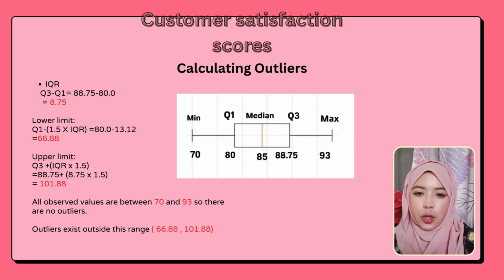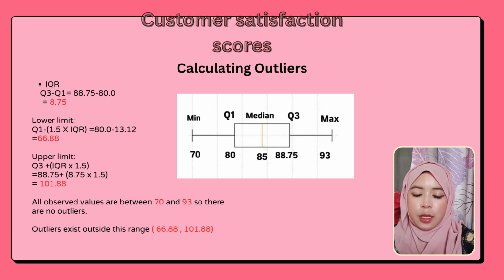The lower limit is Q1 minus 1.5 times IQR, equal to 66.88. The upper limit is Q3 plus 1.5 times IQR, equal to 101.88. So all the satisfaction scores fall between 70 and 93, which means there are basically no outliers.